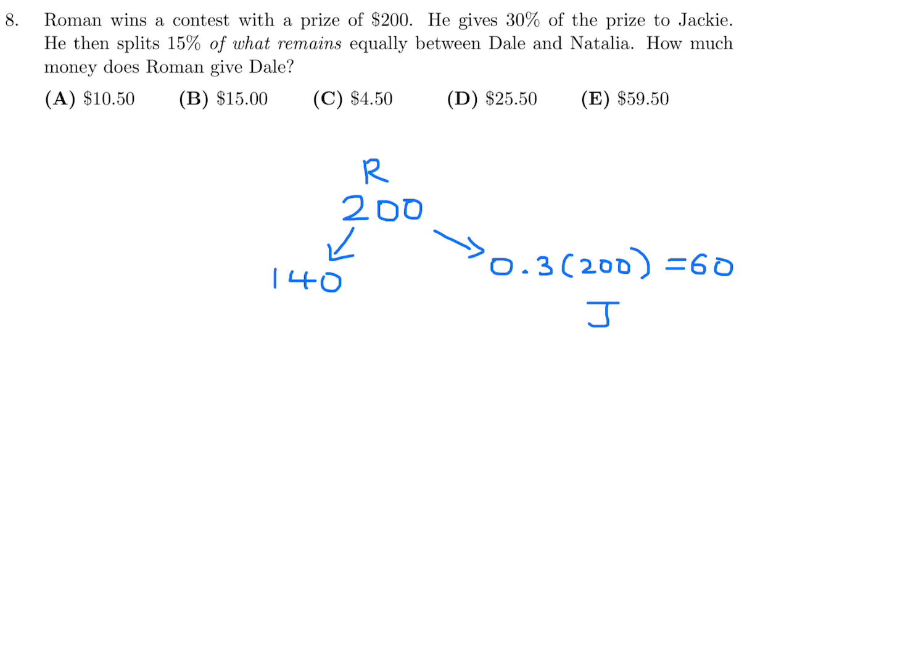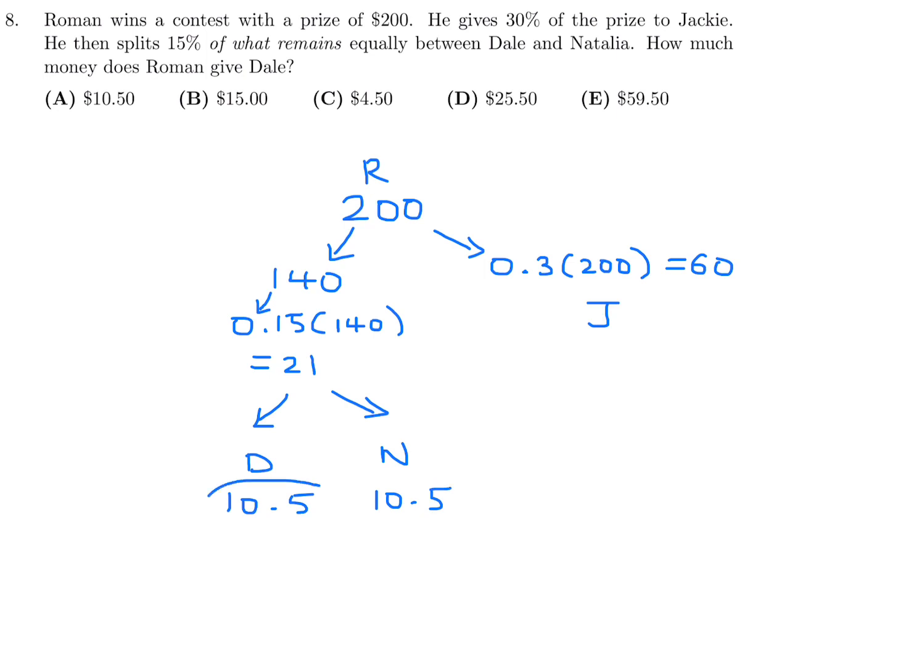So if he's given 60 away already, he has 140 left. Of this remaining, he gives 15%. So he gives 15%, so 0.15 times 140, and that is 21. And he gives that equally between Dale and Natalia. So Dale and Natalia will each get half of that. So 10.5 here, 10.5 there. How much money does Roman give to Dale? Well, it's 10.5. So number 8, that is A.